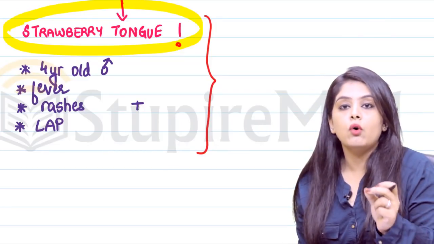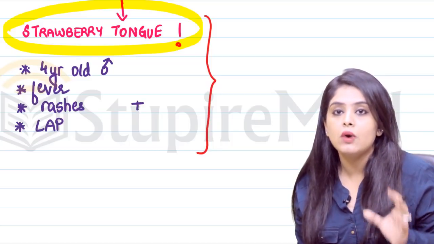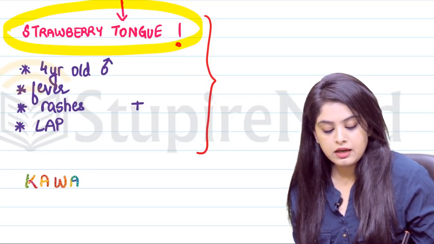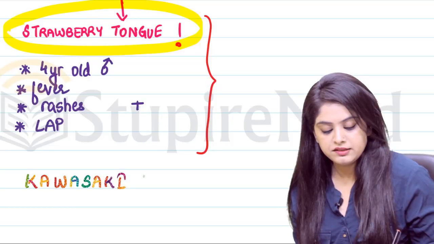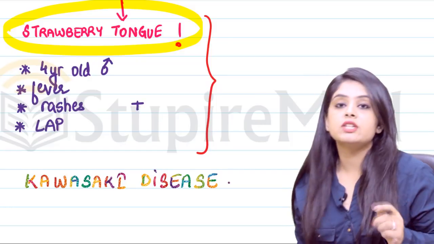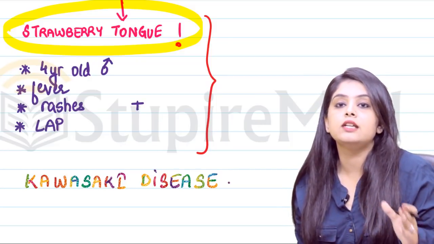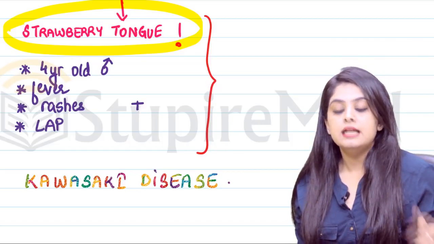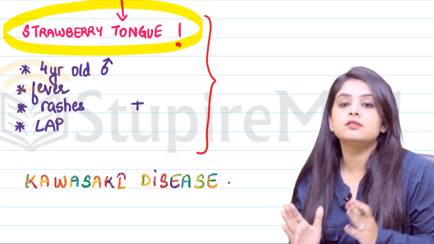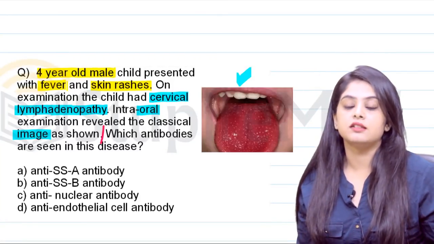So when you come across all of these findings and this classical spotter image, you are dealing with Kawasaki disease. So the first thing from the question that we need to infer is what is the disease that the examiner is trying to take you towards, right? Now let's get back to our question. We have a rough idea as to which disease we are talking about. Now let's see what the examiner wants to ask us.